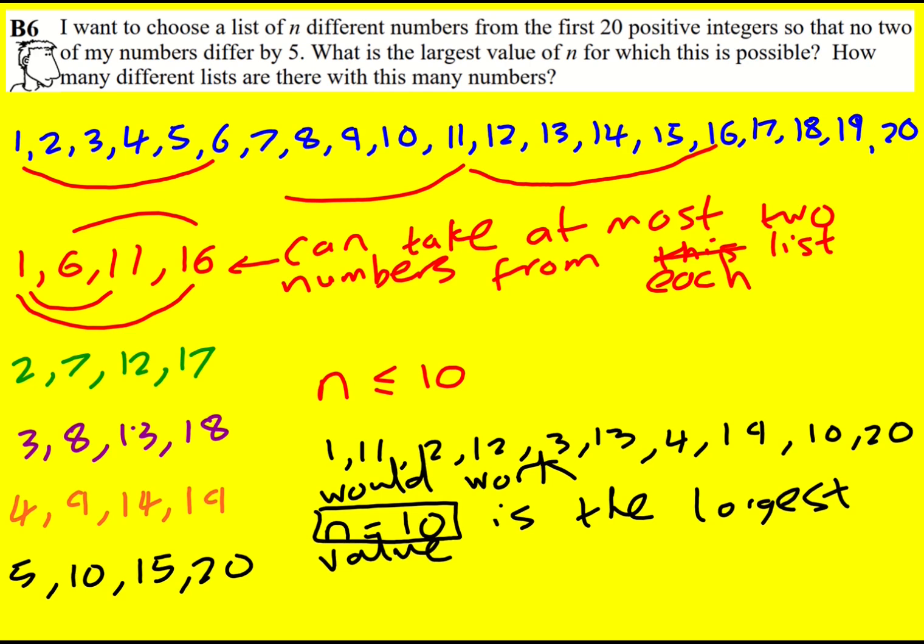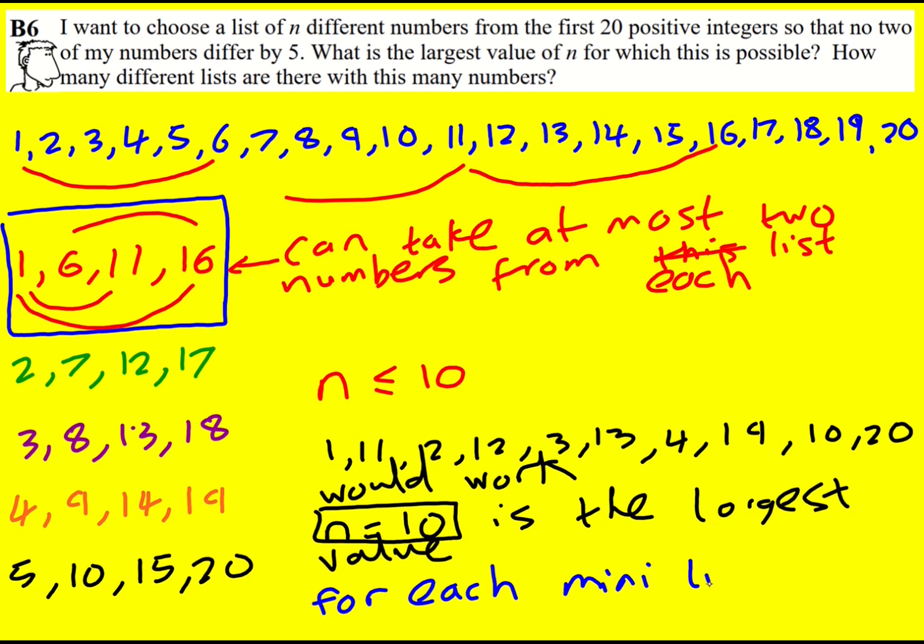Okay, now it just comes down to finding how many different lists there are with this many numbers, all the possibilities. So it actually comes back to something that I said before. For this list over here, I said that there were 3 different options. 1 and 11 because they differ by 10, 6 and 16 because they differ by 10, and then 1 and 16 because they differ by 15. So for each mini list, there are 3 options.